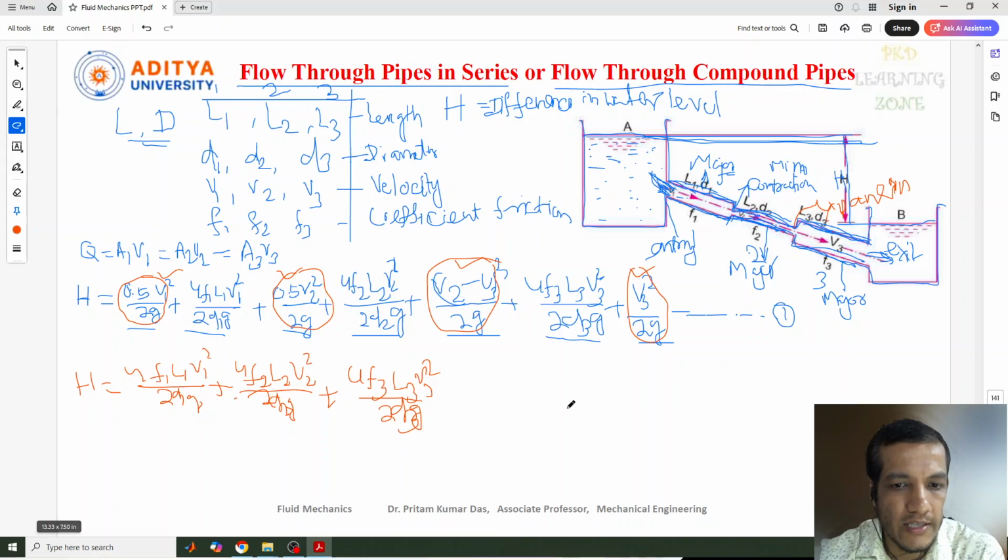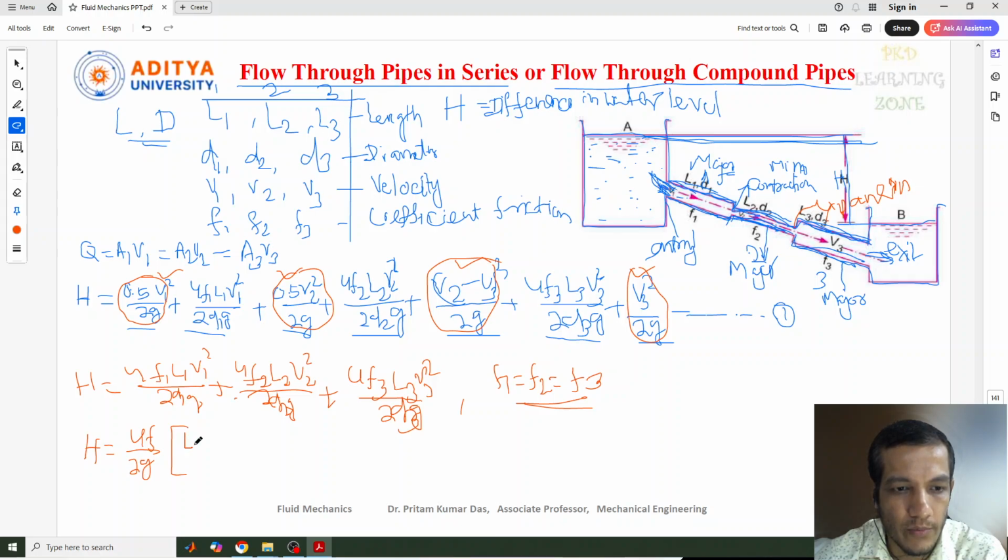Now if you consider the coefficient of friction, because all are pipes only, that f1 equals f2 equals f3. Since these are all the same, finally we can write this equation. Now we can take 4f by 2g common. If we take 4f by 2g common, then what will be there?